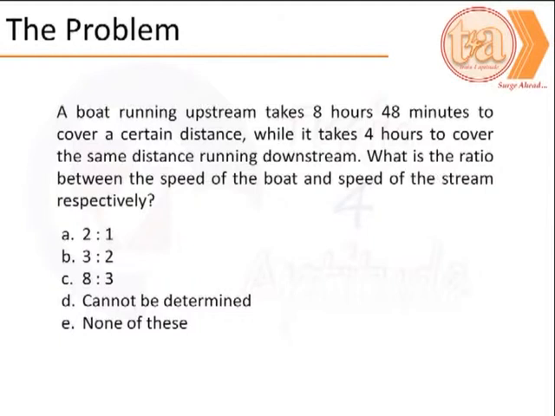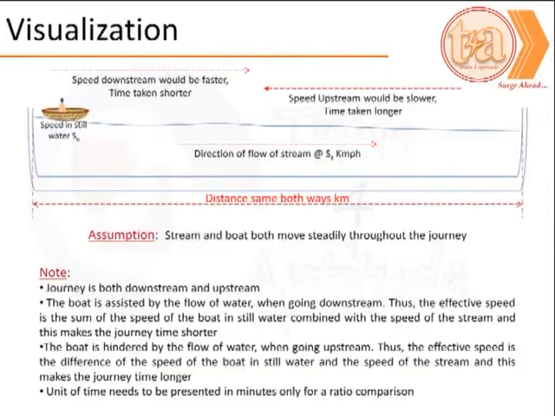Our options are A 2:1, B 3:2, C 8:3, D cannot be determined, E none of these. We could visualize the problem as shown. We assume here that the stream and the boat both move steadily throughout their journey. There is no faster or slower motions. What we also need to note is that the journey is for the same distance both downstream and upstream.